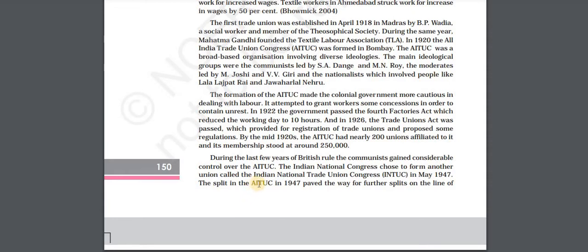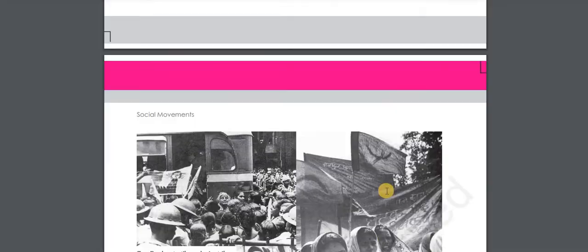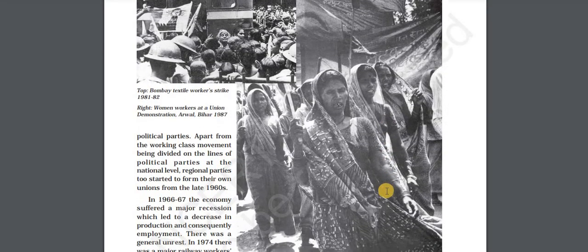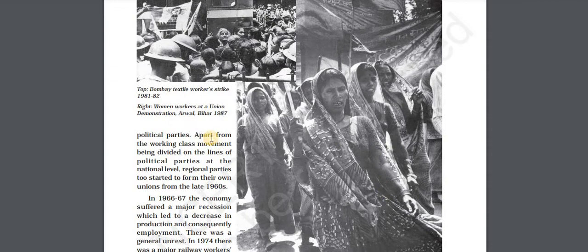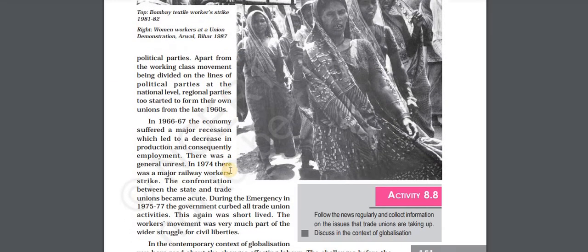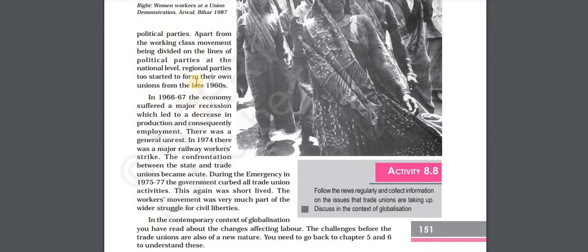The split in the AITUC in 1947 paved the way for further splits on the lines of political parties, apart from the working class movement being divided on the lines of political parties at the national level and regional parties which started to form their own unions from the late 1960s.